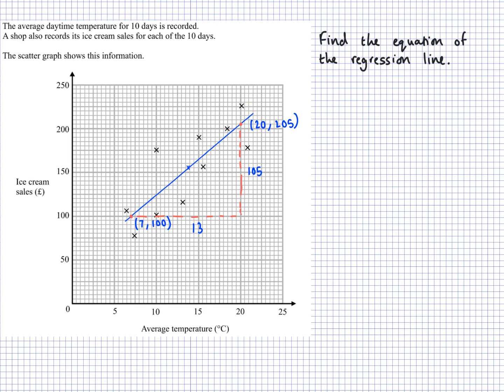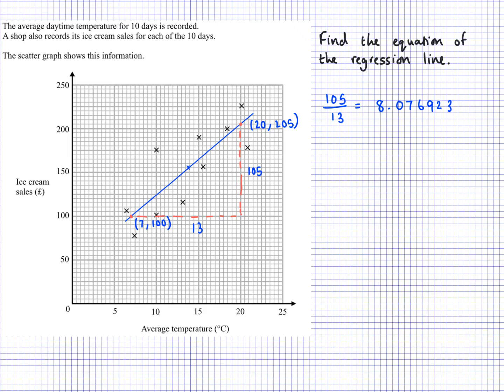And what I can do to find the gradient is this number divided by that number, 105 divided by 13. I'll write that down first. So 105 divided by 13 gives 8.076923. I will round it afterwards, but for now I'm going to write that. So this is my gradient.